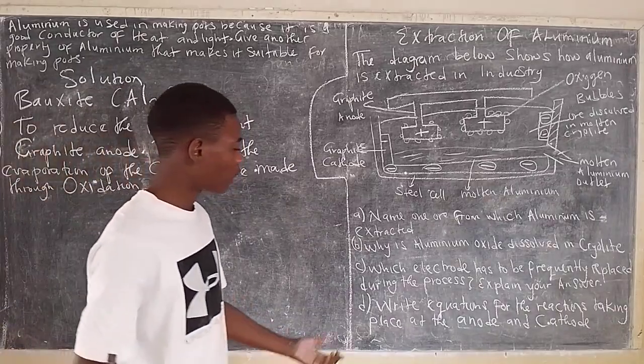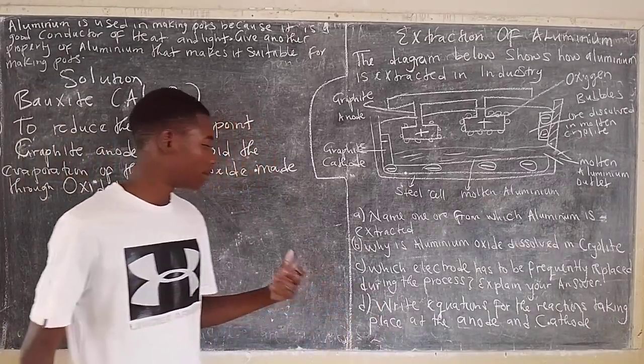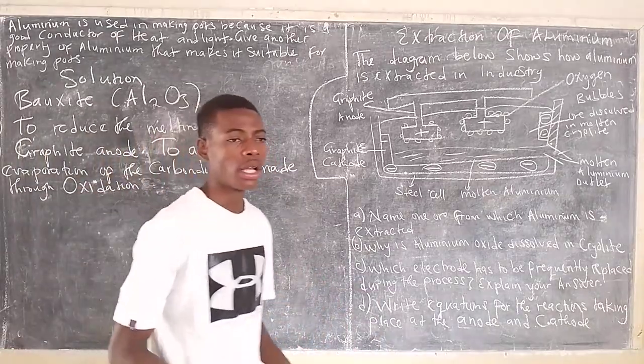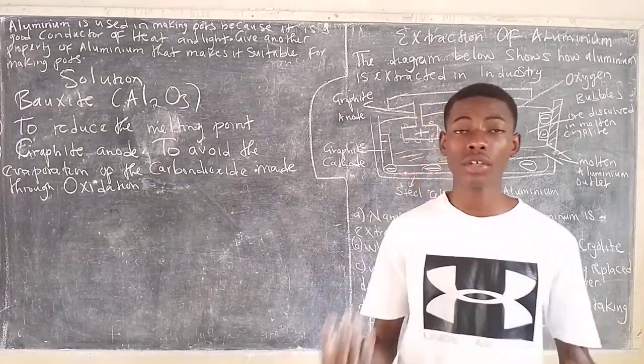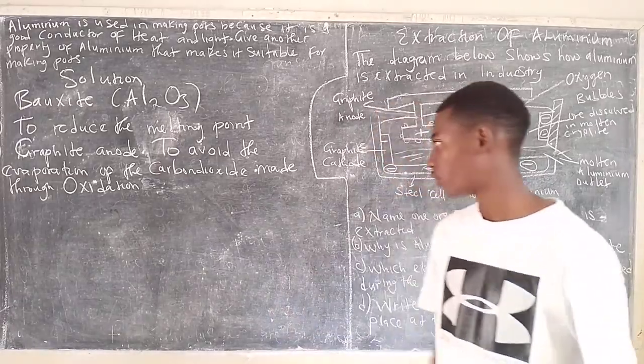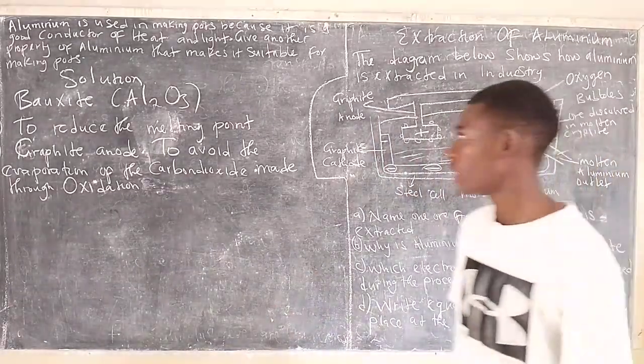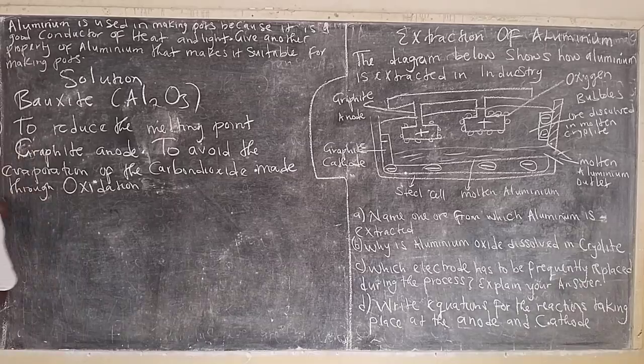Then at D we are told: write the equations taking place at the anode and the cathode. Here we apply our knowledge of electrolysis or electrochemistry. So how do we answer such a question? At first we need to identify. So we have at the anode.